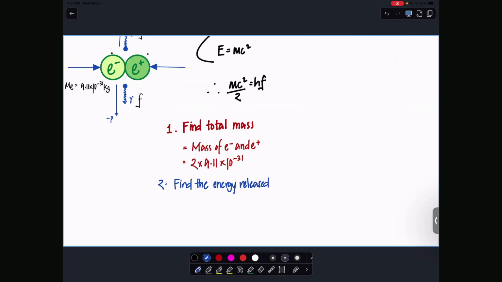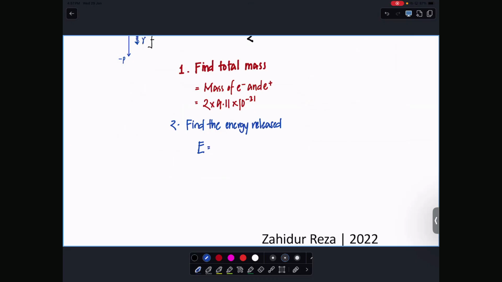How will this be found? Equals to mc square. And the mass that you see here is going to be the mass of the two particles involved, right? So that's going to be how much? 2 into 9.11 into 10 to the power minus 31 into 3 into 10 to the power 8 squared. This is the total energy released, by the way. So find the total energy released.